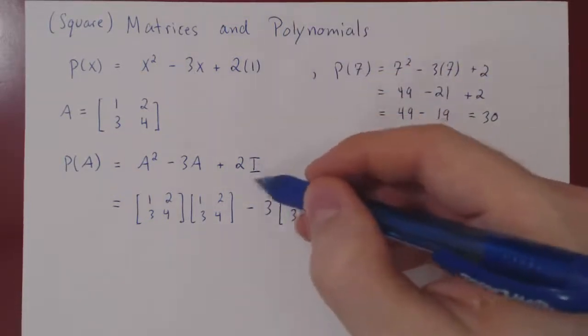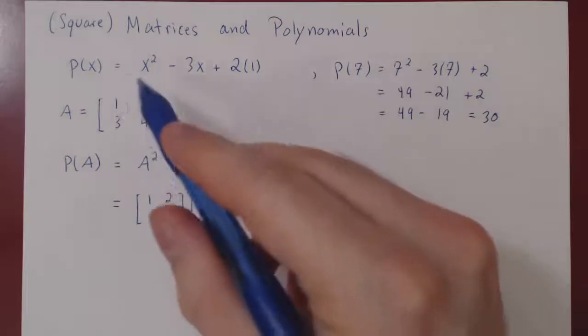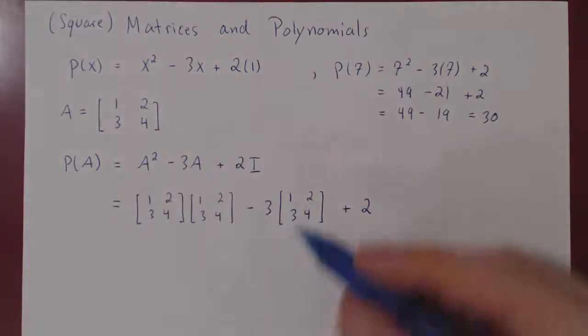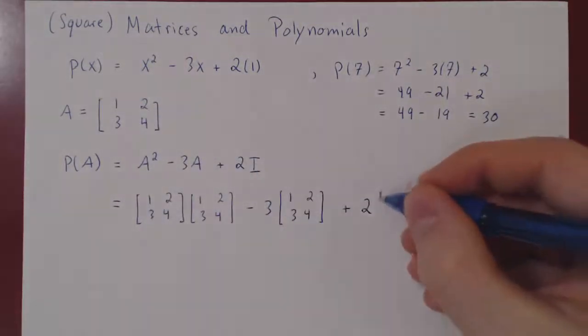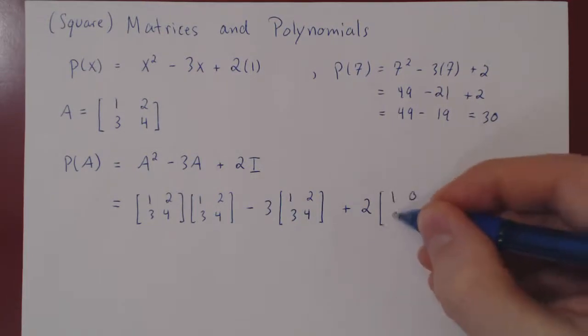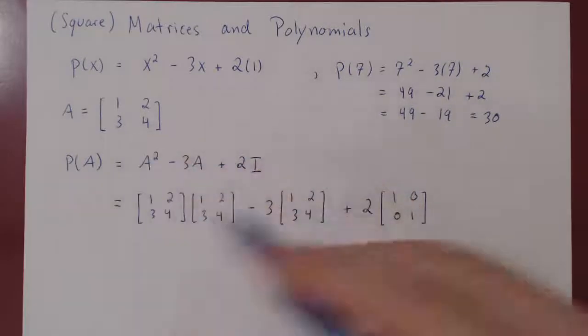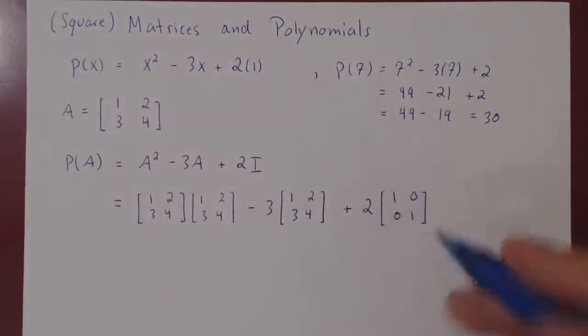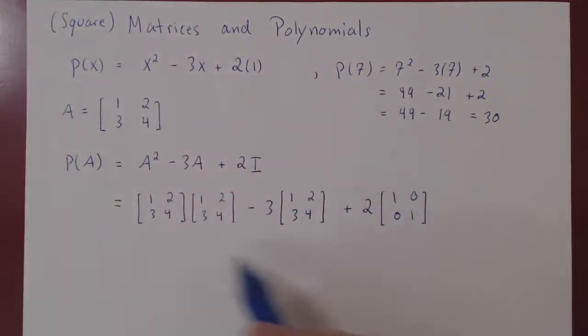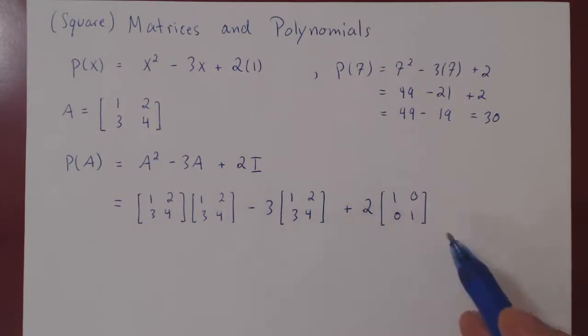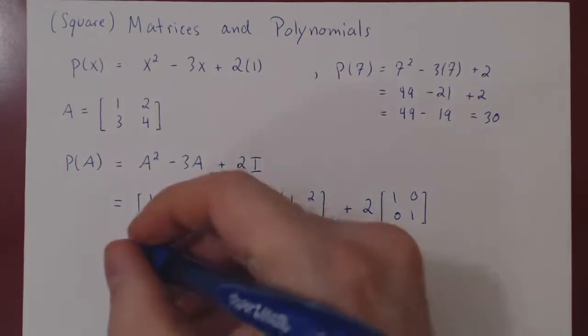And I will inherit the size of A. So because A here is 2 by 2, I will also be 2 by 2, therefore 1, 0, 0, 1. If A were a 3 by 3 matrix, I would now be the 3 by 3 identity matrix. And now this makes perfect sense. And we can compute this.